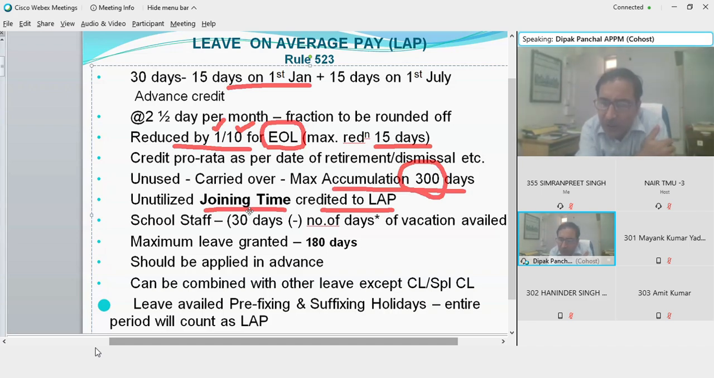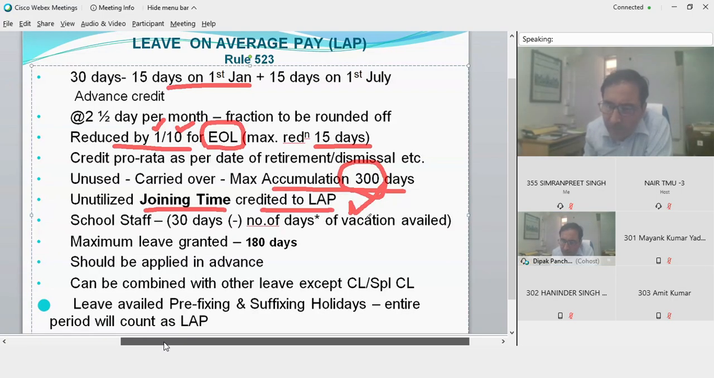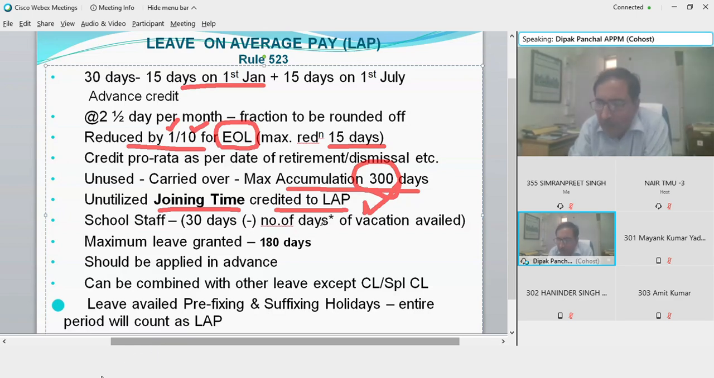If the distance is up to 1000 kilometers, the employee gets 10 days. If the distance is up to 2000 kilometers, the employee gets 12 days. And beyond 2000 kilometers, the employee gets 15 days of joining time. And whatever balance joining time is not availed by the railway servant can be credited to the LAP account, subject to the limit of 300 days. If there is already 300 days of LAP at credit, there is no point in crediting this joining time. It is then advisable to avail the joining time.